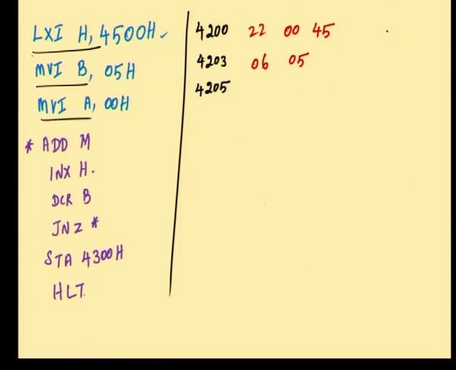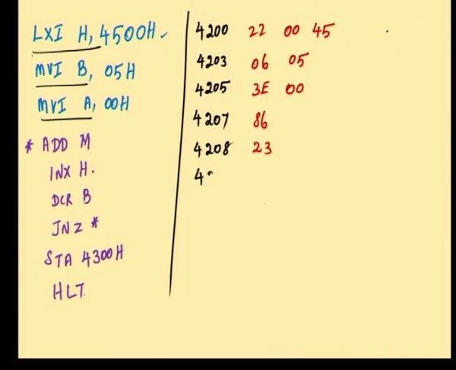In 4205 I have to give an opcode and operand. The opcode for MVI A is 3E. Then the operand is 00. So this is a 2 byte instruction. So the next address is 4207. Here I have to give ADD M, which is 86. So refer to the opcode sheet and convert this program into mnemonics. The next address is 4208 because this is a single byte. Then INX H I have to give, the corresponding opcode is 23.